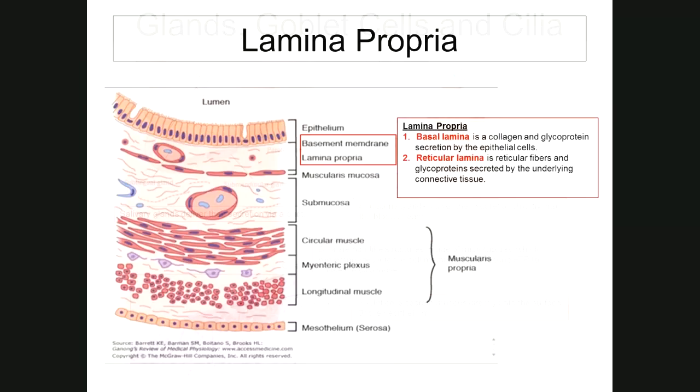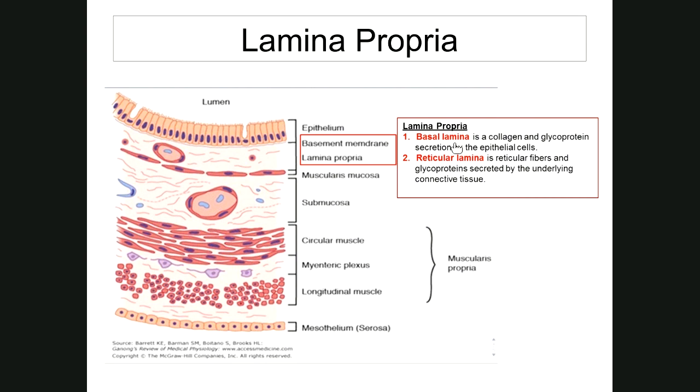Your next blank is lamina propria. Lamina propria, the surface of attachment between the epithelium and the underlying connective tissue. So I have it boxed in here. The lamina propria is made up of secretions from the epithelial cell and from the underlying connective tissue. So in your notes here, lamina propria, the surface of attachment between the epithelium and the underlying connective tissue. This membrane is composed of secretions from the epithelial cells, the top portion, which was called the basal membrane, basal lamina, and the cells of the underlying connective tissue.